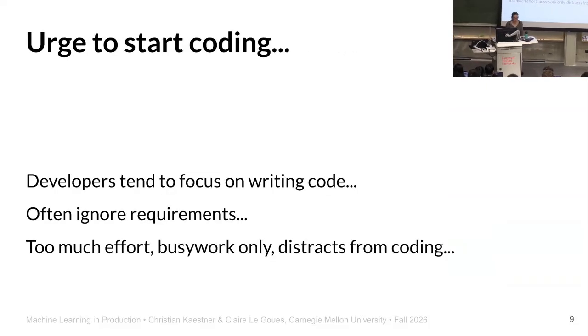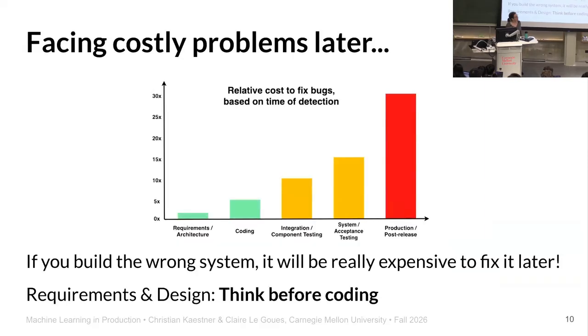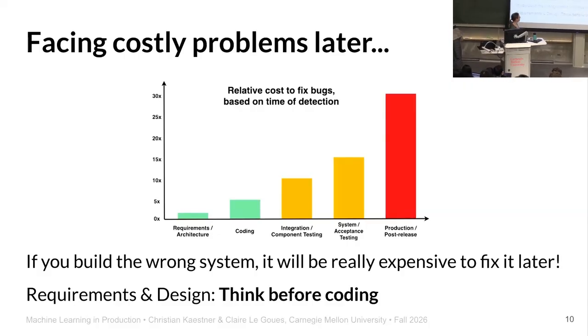So this is the part where I tell you, it feels like busy work, but it's actually important. It ends up being really expensive late. This is a kind of chart that keeps getting revisited once a decade, right? If you build the wrong system, it's really hard to fix. So please stop and think before coding. That is the point of this module, and in fact, the first assignment.